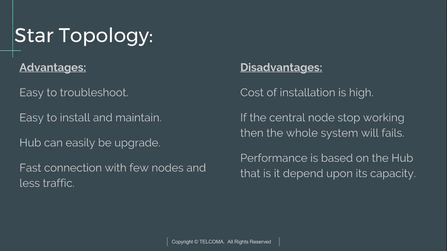Then the advantages and disadvantages. Advantages are that it is easy to troubleshoot, easy to install and maintain, hubs can easily be upgraded, and connections are fast with few nodes and less traffic. Disadvantages: the cost of installation is high. If the central node stops working, the whole system will fail, and the performance is based on the hub, that is, it depends upon its capacity, how many devices can be connected to a hub.